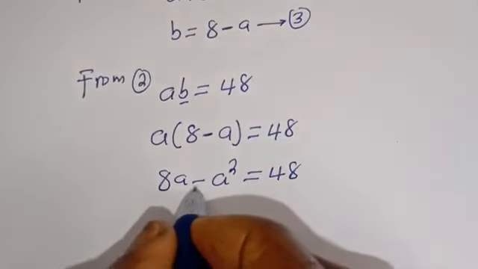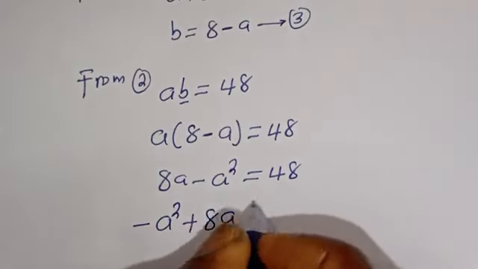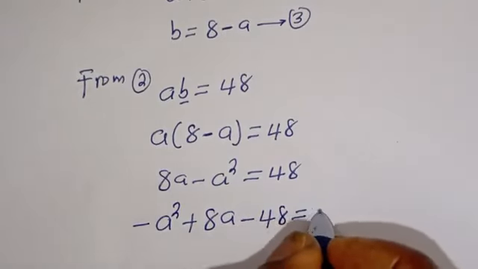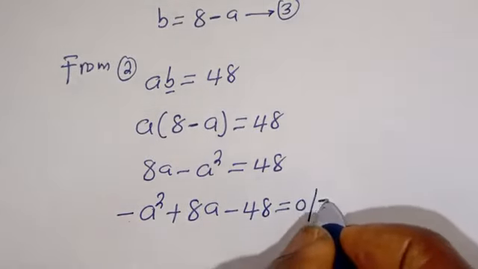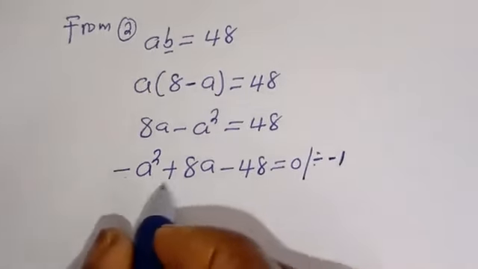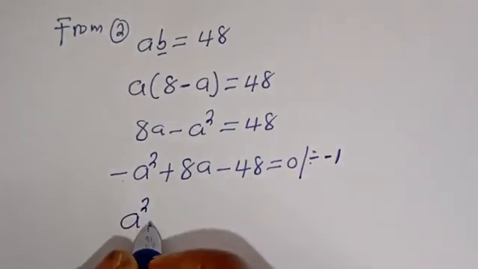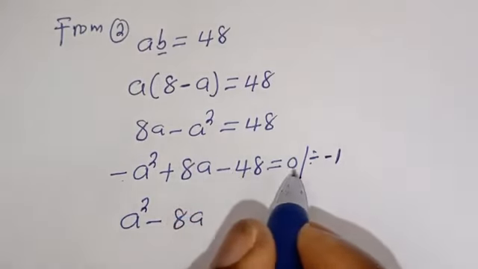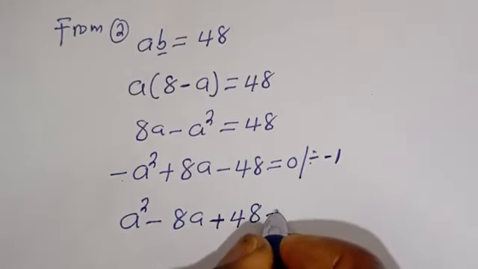Then we can rearrange this. We have minus A square plus 8A. If you bring this 48 to this side, it becomes minus 48 is equal to 0. So this is minus A square. Then we can divide all through by minus 1. And if you divide all through by minus 1, minus A square divided by minus 1 becomes A square, plus 8A divided by minus 1 becomes minus 8A, and then minus 48 divided by minus 1 becomes plus 48 is equal to 0.